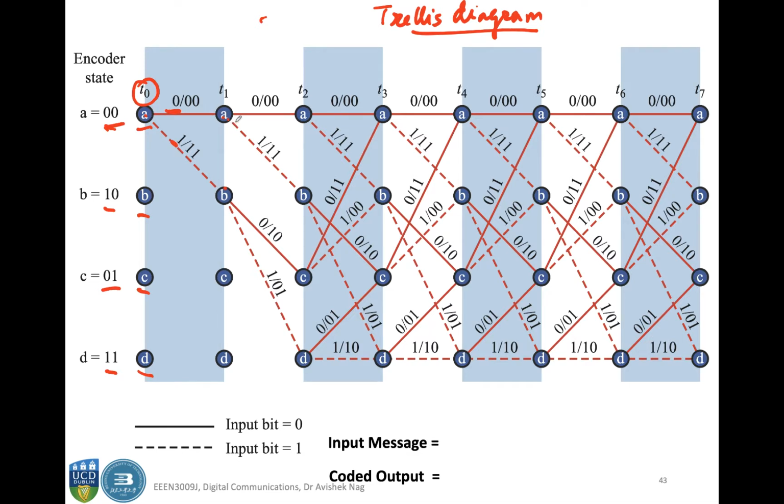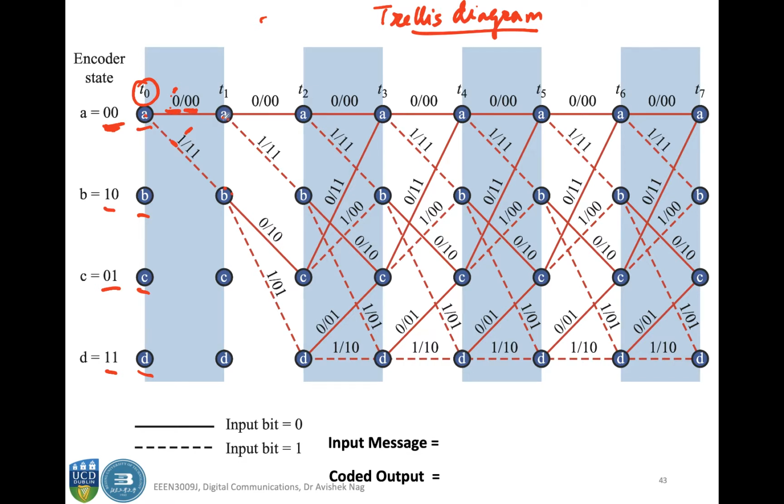Now at t1 you can be either in state A or state B, depending on whether your input was 0 or 1. And one more thing is featured here: if your input is 0 at state 0 0, then the output is 0 0, and if your input is 1 at state 0 0, then your output is 1 1. So the output is denoted by this slash. This is the input and this is the output, separated by this slash.